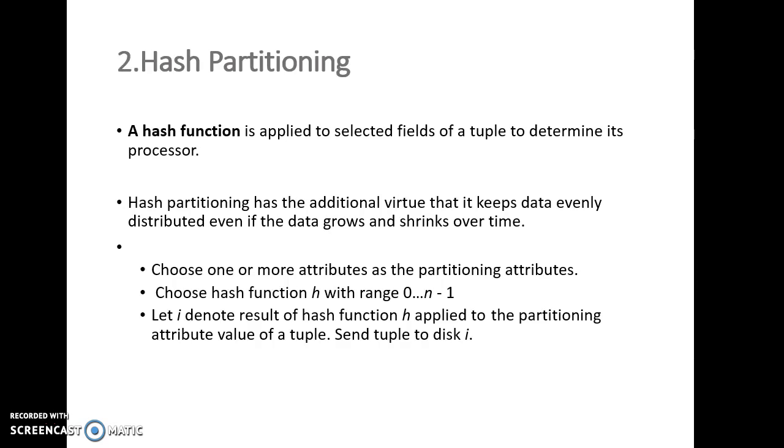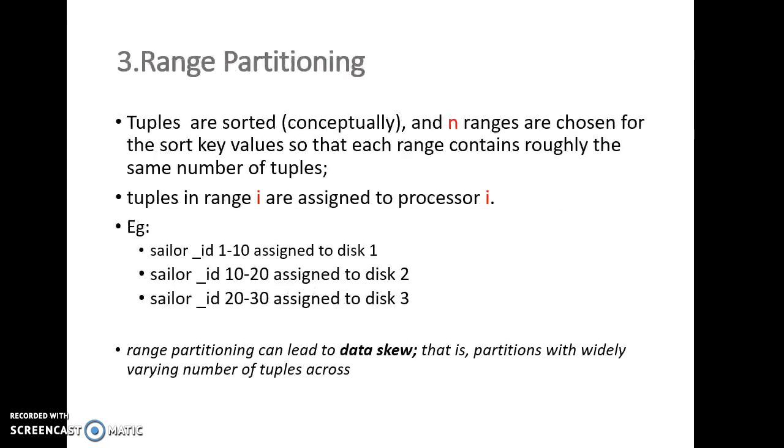Choose one or more attributes as the partitioning attribute. Choose hash function h with range 0 to n minus 1. Let i denote the result of hash function h applied to the partitioning attribute value of the tuple. Send the tuple to disk i. Now let's see what range partitioning is.